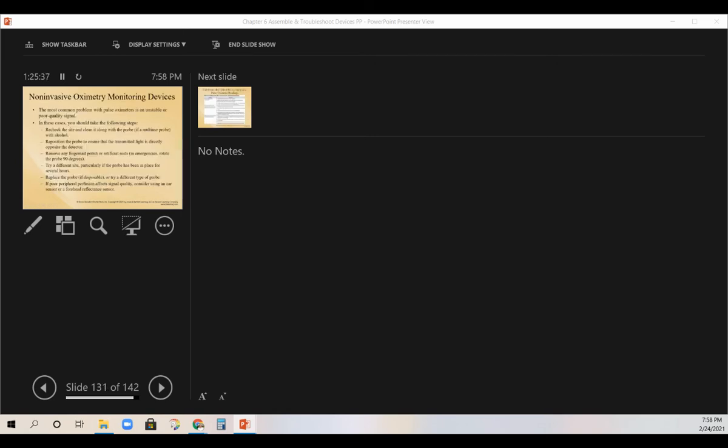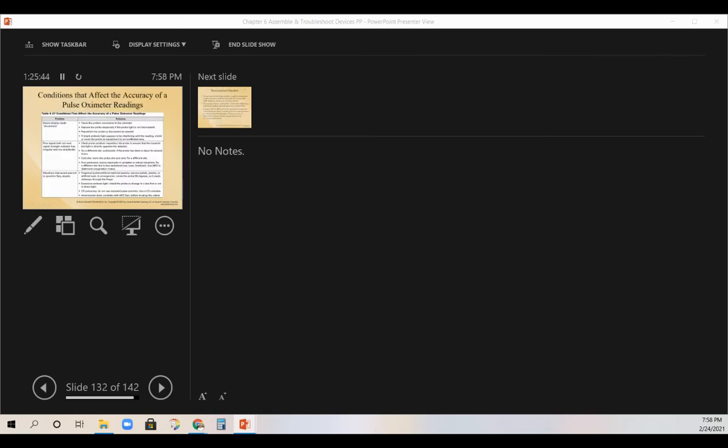Non-invasive oximetry monitoring devices. I think we've talked about this enough.